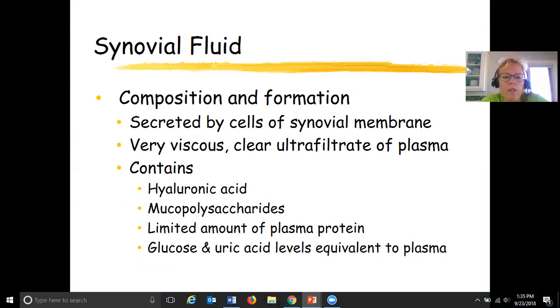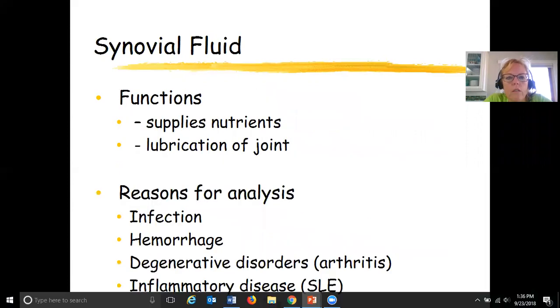by the ependymal cells. Now, synovial fluid compared to serous fluid is very viscous, which means it's thick, it doesn't drip real well, it's not as fluid as serous fluid. It does contain high hyaluronic acid and mucopolysaccharides, some plasma protein, and then the glucose and uric acid levels are equivalent to plasma. The hyaluronic acid and the mucopolysaccharides are what make it more viscous. These are unique to this fluid.